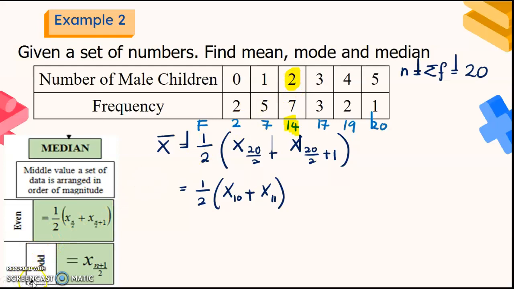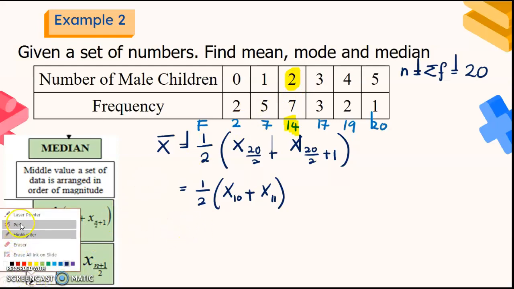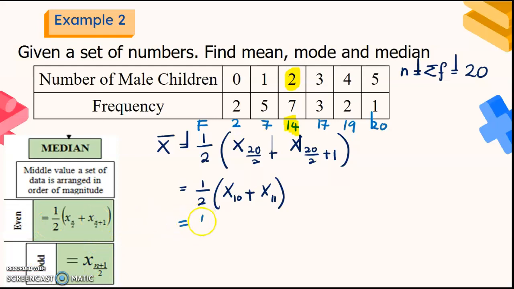So our median will be 1 over 2 of x10, which is 2, and x11, which is also 2. So 2 plus 2 divided by 2 is 2. So our median for this set is 2.